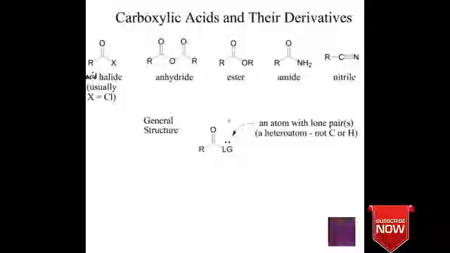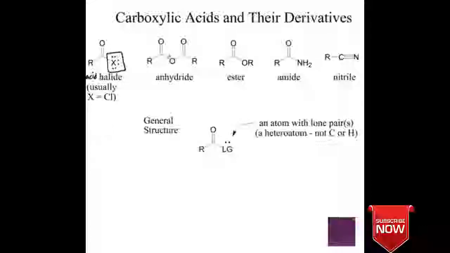So these all have the general structure of having attached to the carbonyl some kind of leaving group with a lone pair. So this represents an atom with lone pairs. We describe it as a heteroatom, meaning not carbon or hydrogen. If it was carbon or hydrogen, we describe it as an aldehyde or a ketone. But this has what? It has either a halide. We know halides, of course, are good leaving groups and have lone pairs.